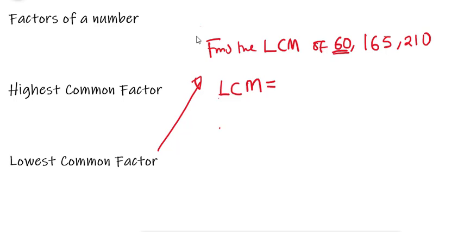Remember the multiples that we got for 60? It was 2 times 2 times 3 times 5. Okay, so these were the multiples that we got from 60. And then remember, we don't have to repeat the factors. So when we multiply this times 11, this 11 is coming from 165. Then this times 7 from 210.